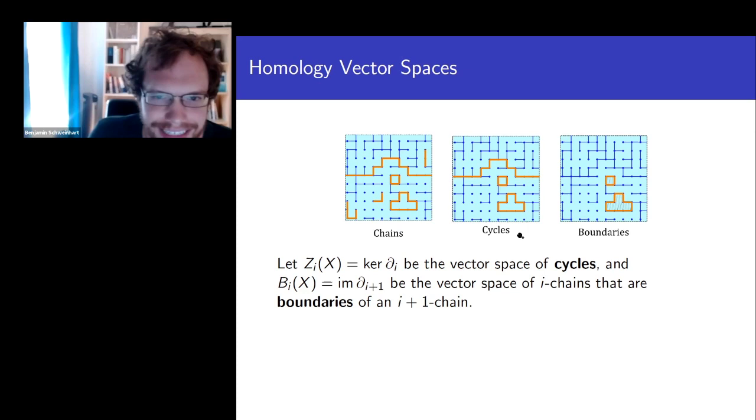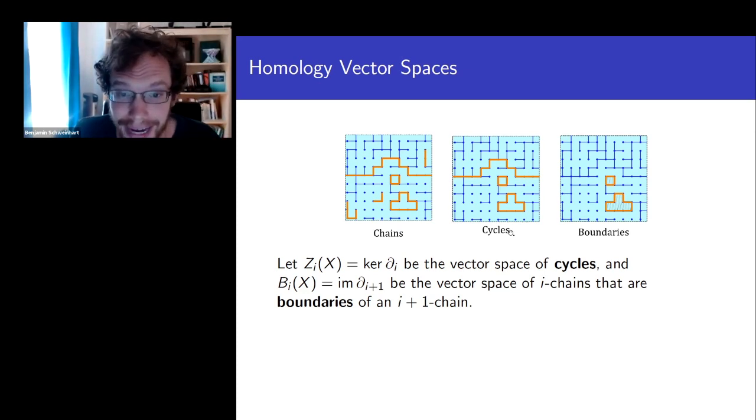And then a cycle is going to be a chain that doesn't have boundary. So here are some examples of chains that don't have boundary. When we take the boundary of this, we get nothing. And we're on the torus here. So when we take the boundary of this, we also get nothing, because this is the same point as here.